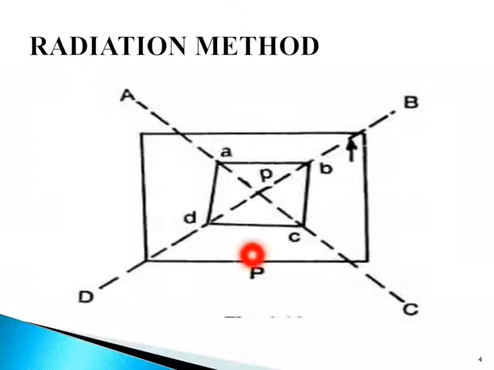Suppose capital P is a station on the ground from where objects like capital A, capital B, capital C and capital D are visible. The plane table is set up over the station P. A drawing is fixed on the table, so you can see your drawing sheet here, which is then leveled and centered.